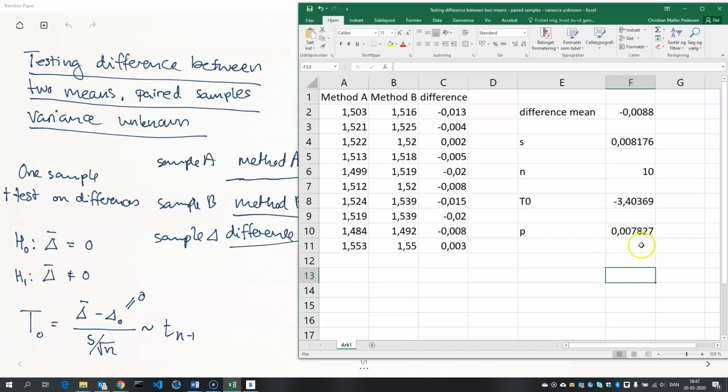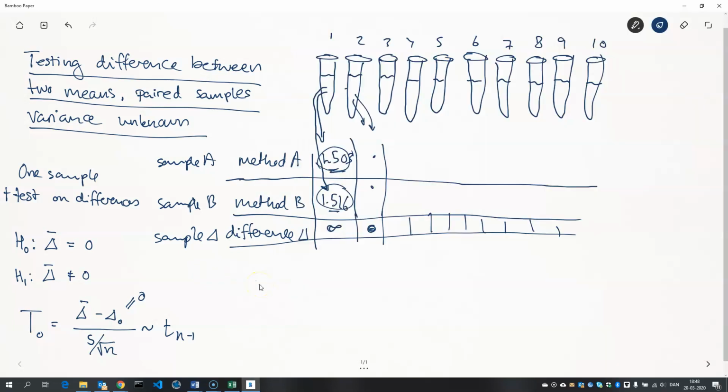So we get a p-value of a little bit less than 1%. So if we have a significance level of 5%, that means we can reject the null hypothesis. In other words, we have statistical evidence to say that these two methods produce, on average, different pH values.